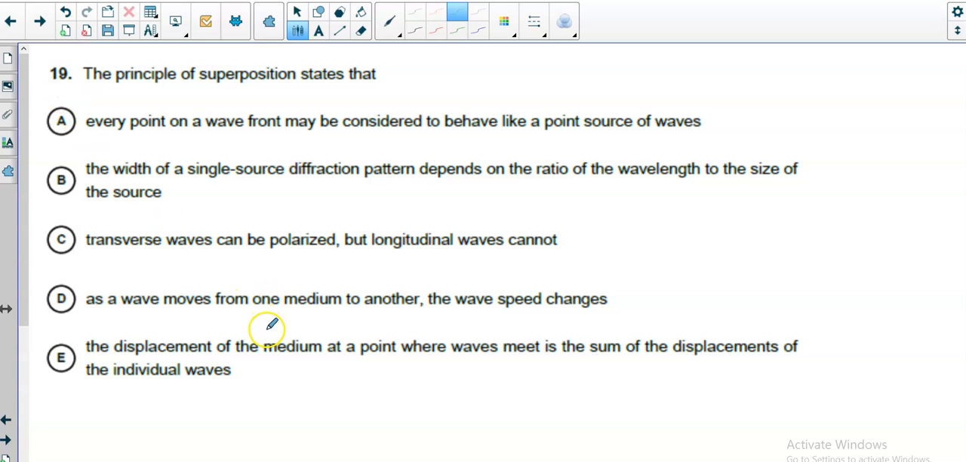Principle of superposition states that you add the amplitudes. Here we go. The displacement of a medium at a point where waves meet. It's all about where waves meet. That's what the principle of superposition is about. It is the sum of the displacements or amplitudes of the individual waves at that point. So, E.